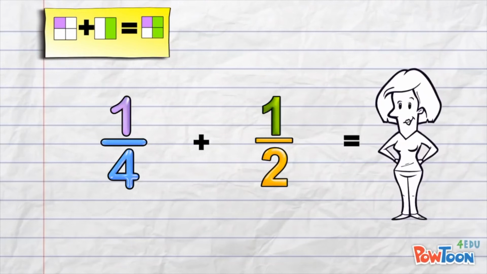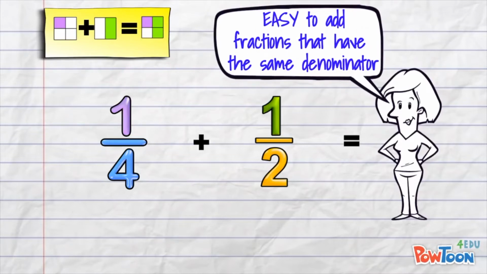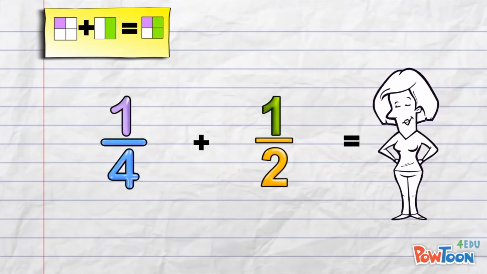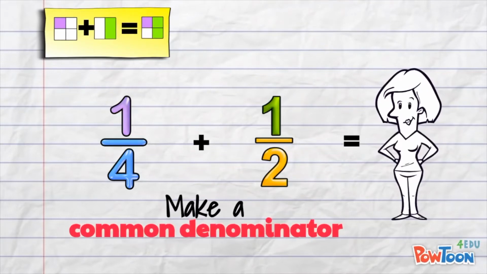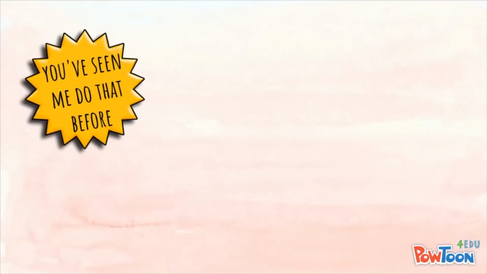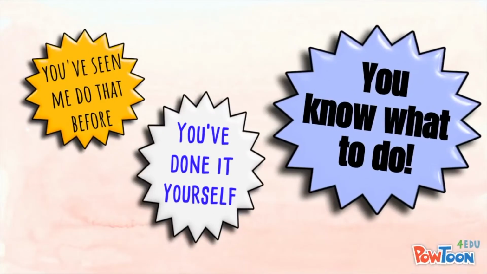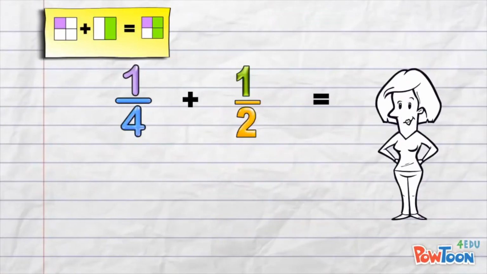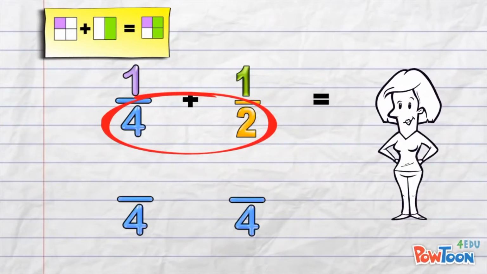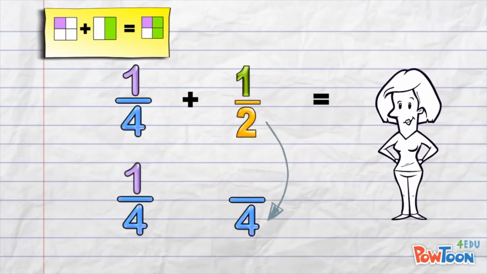We can also add these fractions without using diagrams. The first step is to make it easy for ourselves. It's easy to add fractions that have the same denominator, so we make it easy by creating a common denominator for these fractions. You've seen me do that before, you've done it yourself, you know what to do. We've got denominators of 4 and 2. Our common denominator is going to be 4. To get a denominator of 4 here, we multiply by 2. So we do the same to the numerator, and that's 2 over 4.